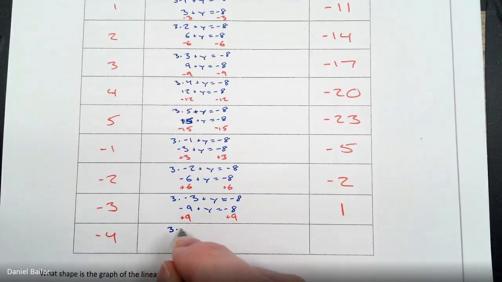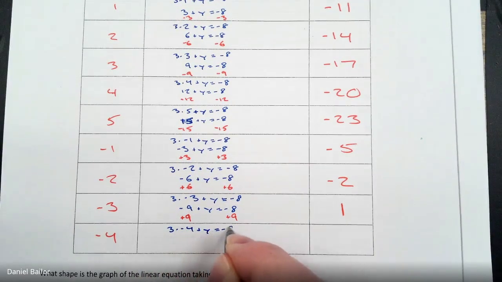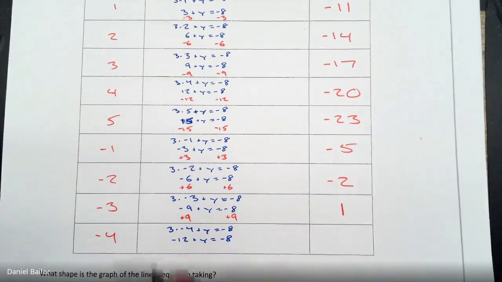Now we have 3 times -4 plus y equals -8. That's -12 plus y equals -8. So we add 12 to both sides, and this time y is going to be 4. So those are the coordinates that I got.